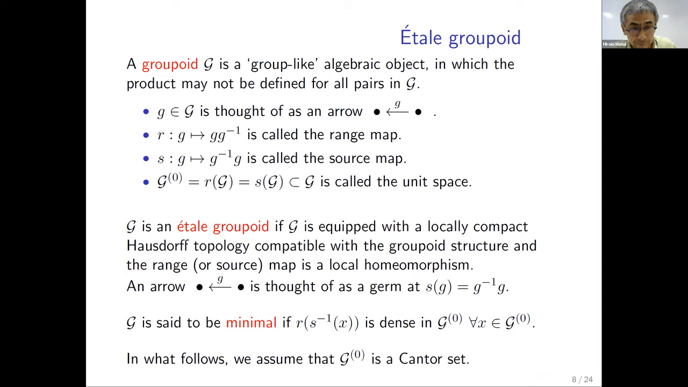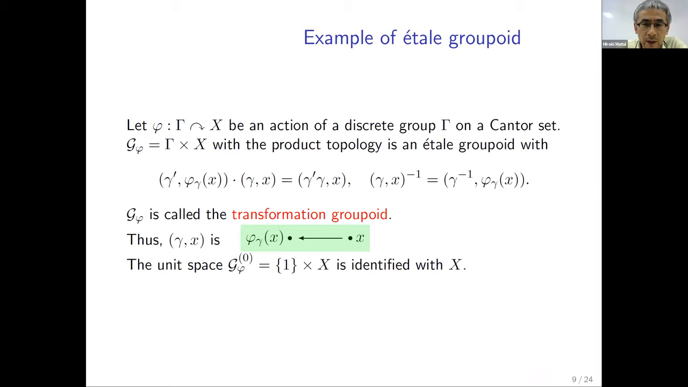So the most typical example of an étale groupoid is the transformation groupoid. It comes from group actions. Let phi be the action of a discrete group gamma on a Cantor set X, and define calligraphy G sub phi to be gamma times X with the product topology. It becomes an étale groupoid with this groupoid operation, and we call it the transformation groupoid arising from this group action phi.